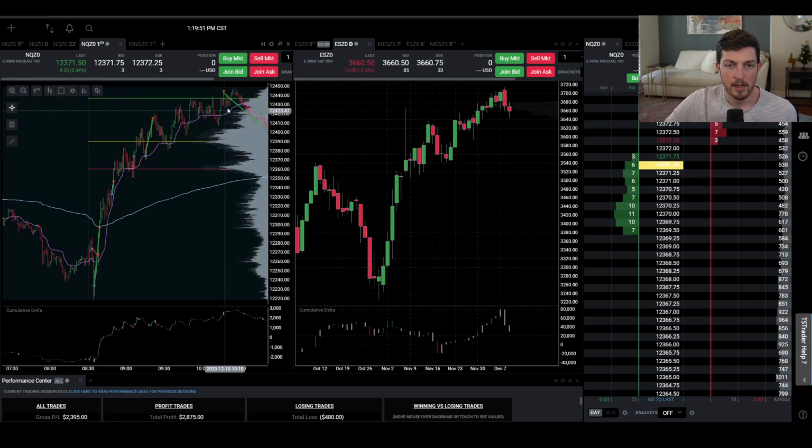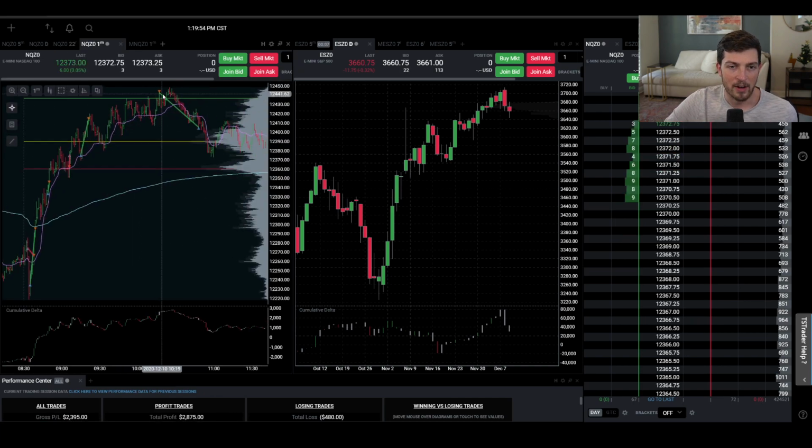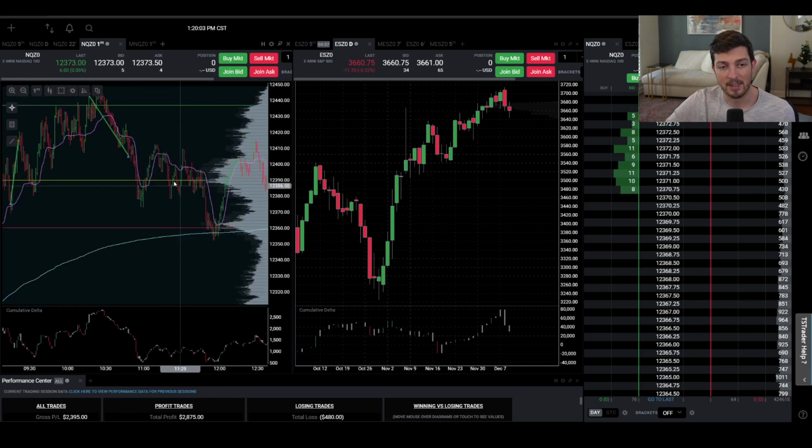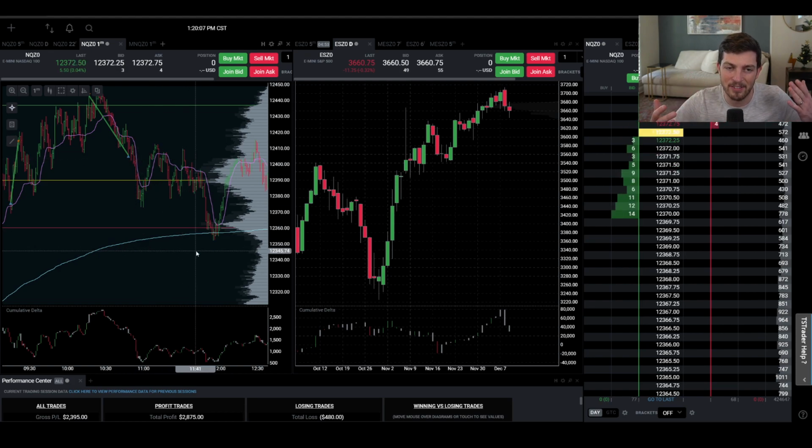Got in short at 443. And again, took about 5 points of drawdown and rode it all the way down to 406, bringing in another 37-point trade, $745 of profit. On this trade, again, I could have held it all the way down to VWAP. I left 50 points on the table. But at the end of the day, guys, you're always going to leave some on the table.